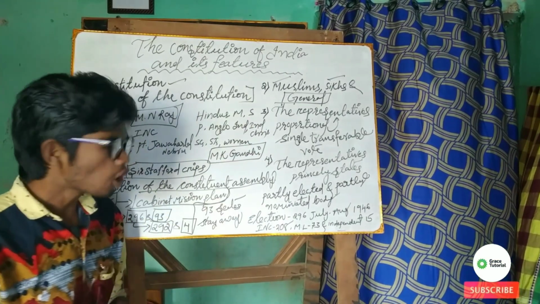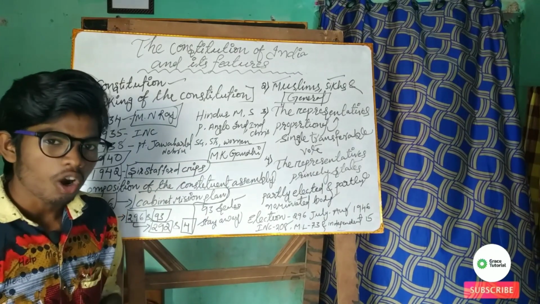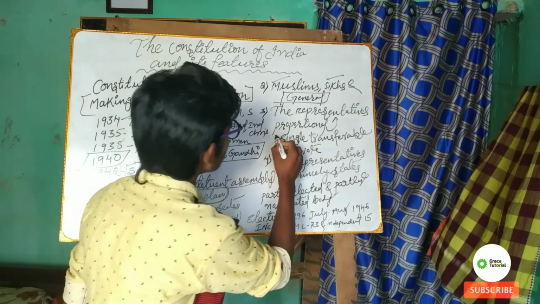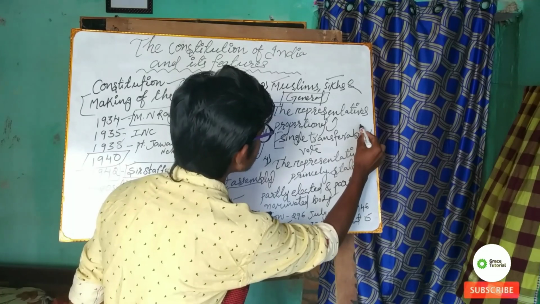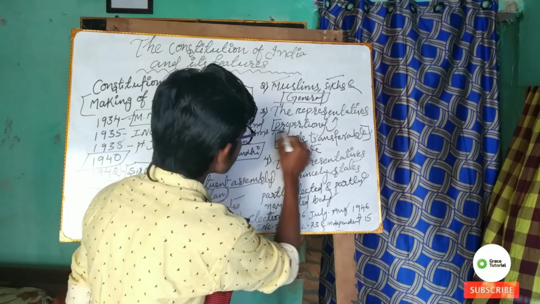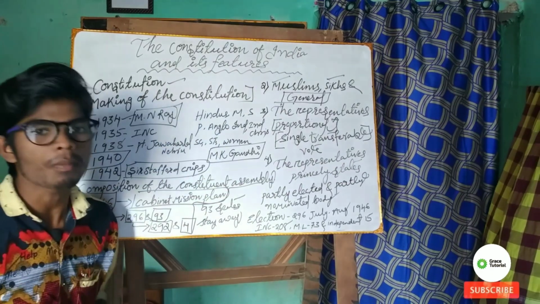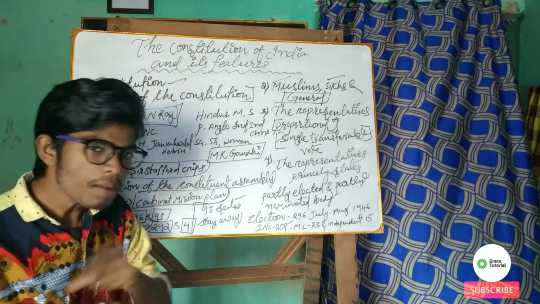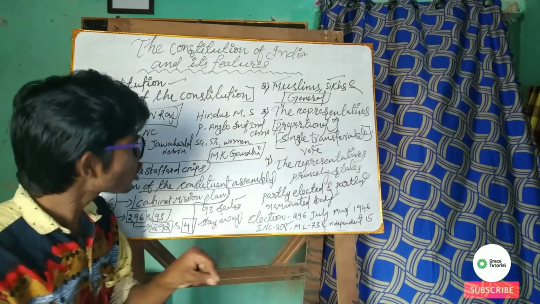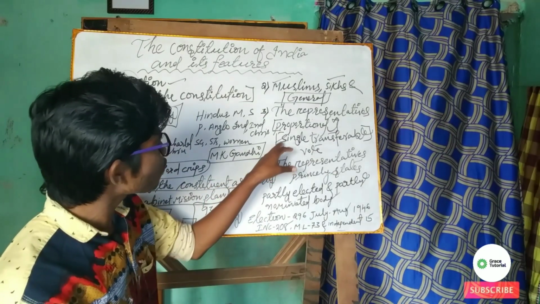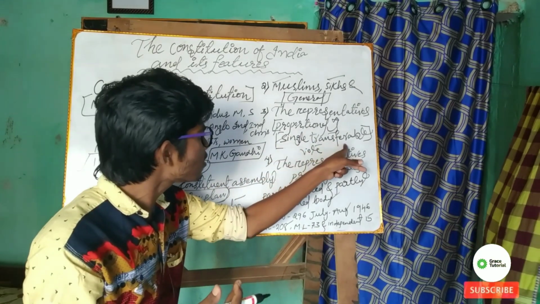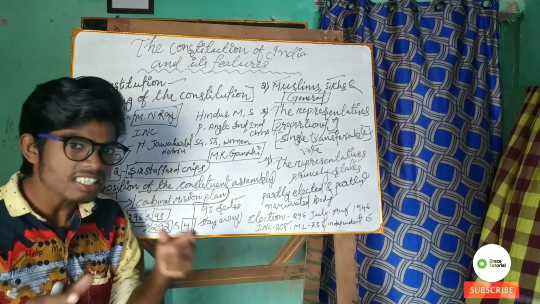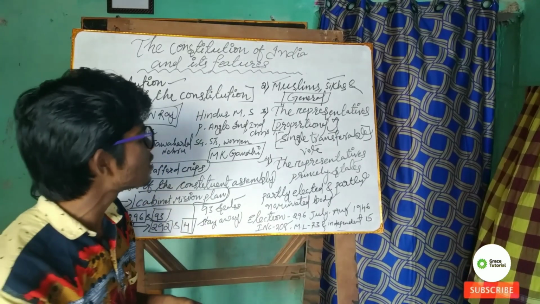Feature number 3. The representatives of each community were to be elected by the members of that community, but the voting was to be by means of a single transferable vote, that is, proportional representation by means of a single transferable vote. That means the representatives of a community were to be elected only by the members of that community. So what is the voting system? Voting by proportional representation by means of a single transferable vote. Feature number 4. The representatives of the princely states were to be nominated by the heads of the princely states.